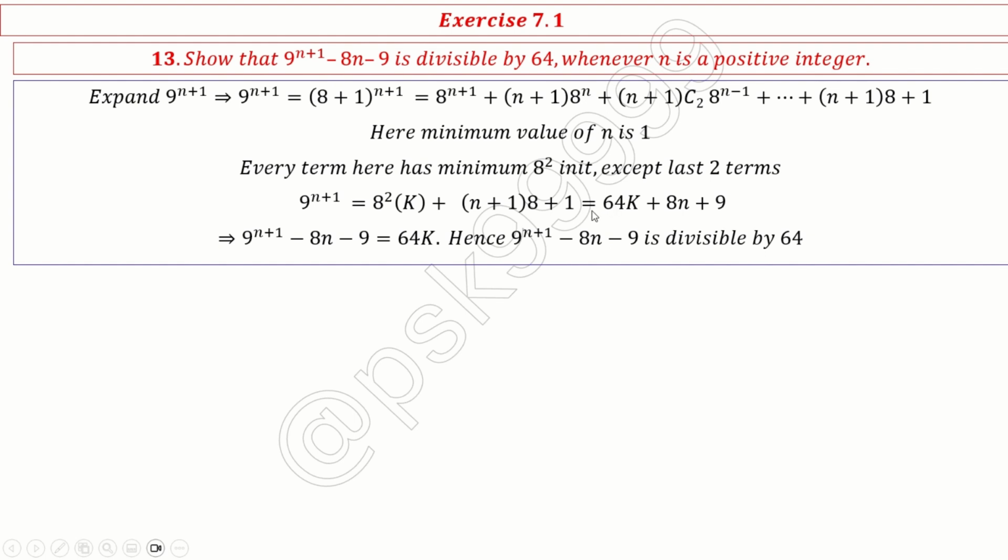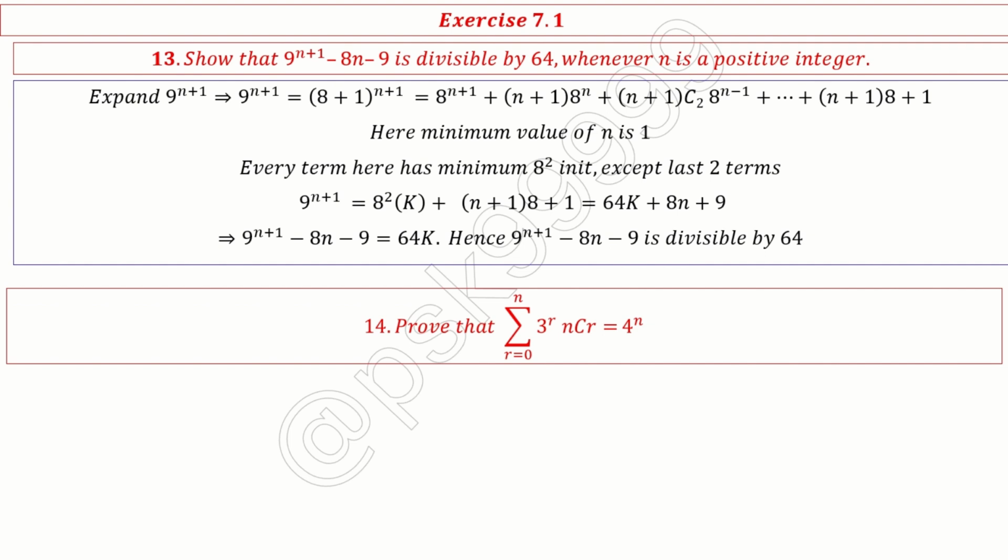Now simplify: this is equal to 64k plus 8n plus 9. If I take 8n and 9 to the other side, it becomes 9 to the power of n plus 1 minus 8n minus 9 equal to 64k, which means this expression, 9 to the power of n plus 1 minus 8n minus 9, is divisible by 64, right? Because when you divide it, you will get the answer k. So this is another application where the binomial theorem and remainder theorem are very much used. Okay, next.